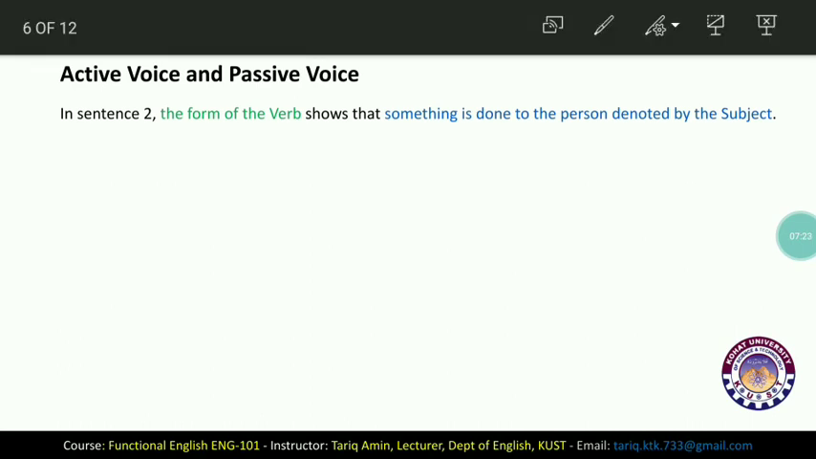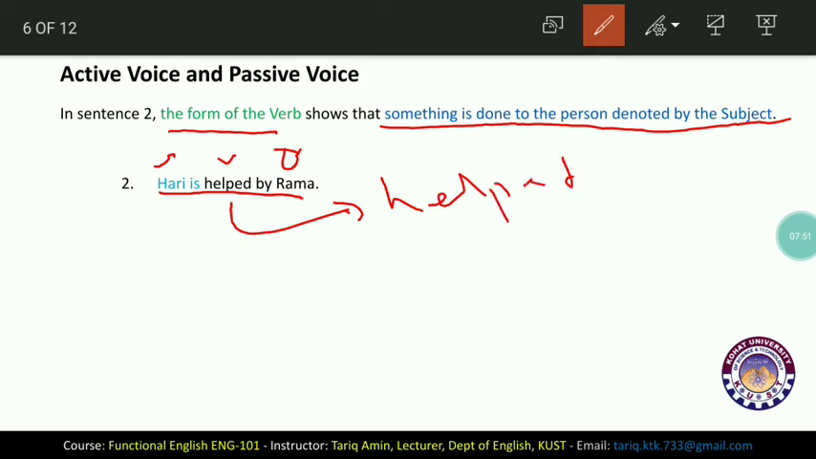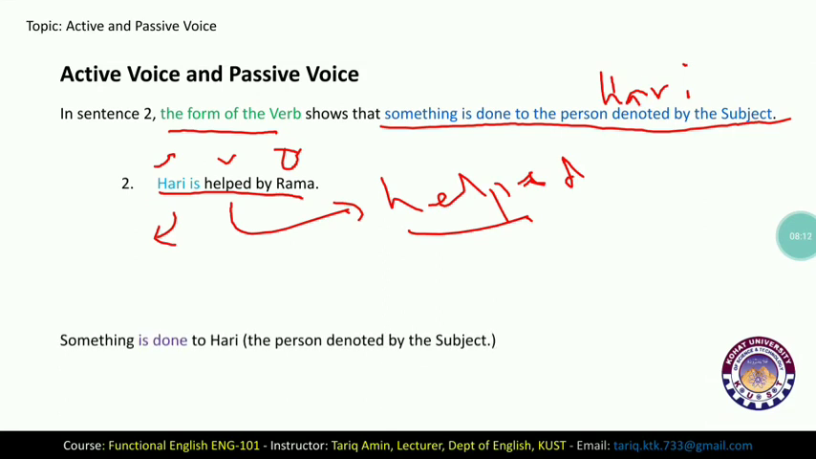In sentence 2, the form of the verb shows that something is done to the person denoted by the subject. Let's see the example: Hari is helped by Rama. This was the second example in the previous slide, where Hari is the subject, helped is the verb, and Rama is the object. Helped is the form of the verb help. The form of the verb shows that something is done to the person denoted by the subject. Hari is the person denoted by the subject. So the form of the verb helped shows that something is done to Hari.